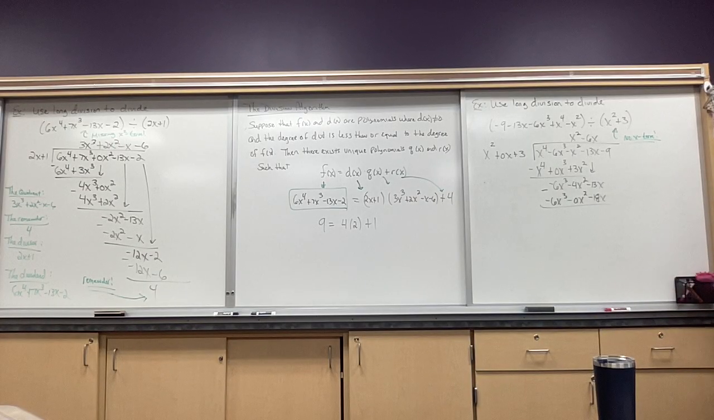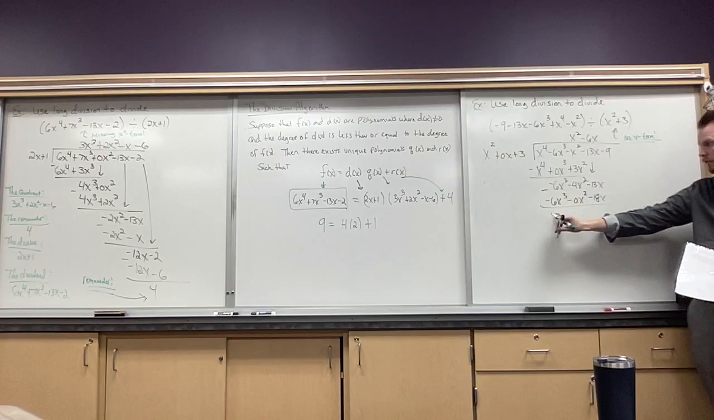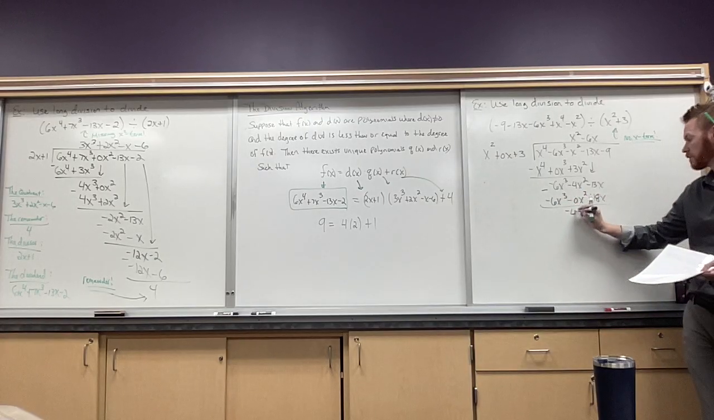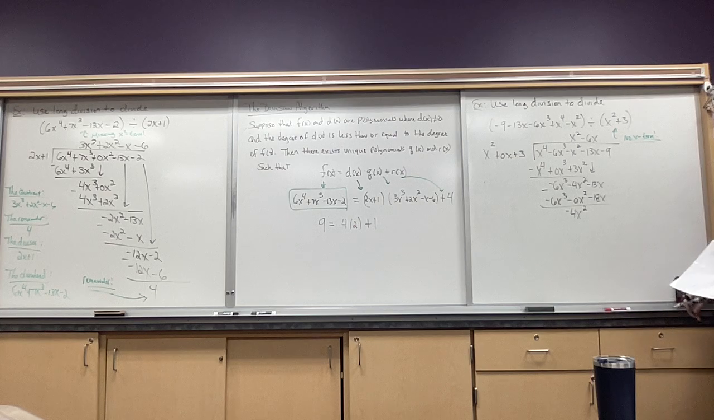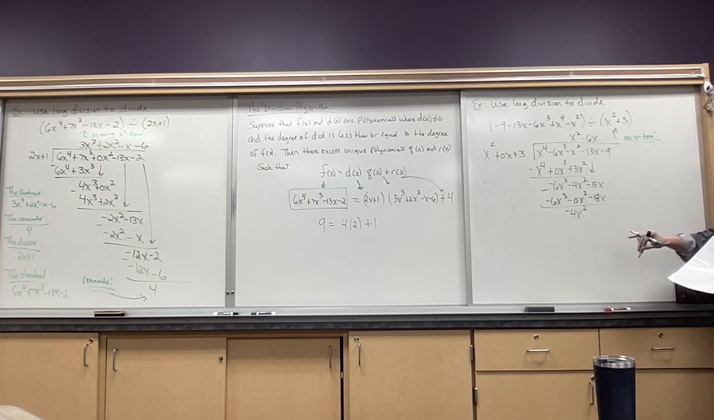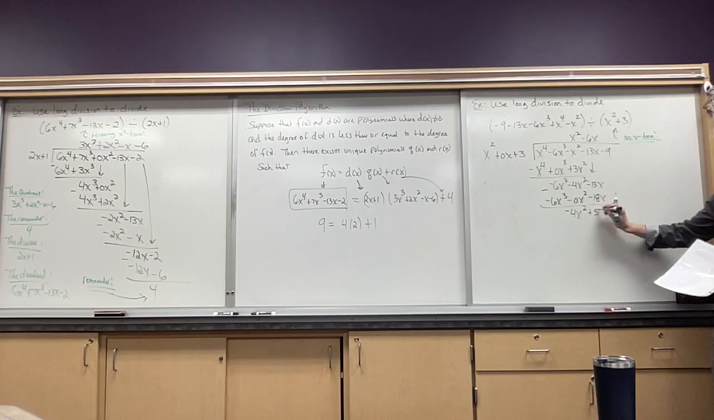Just like before, just like we want, these cancel. Negative 4 minus, well, negative 0, doesn't matter. It's still going to remain as negative 4x squared. Negative 13 minus a negative 18 makes it a positive, so it'll be a plus 5x.